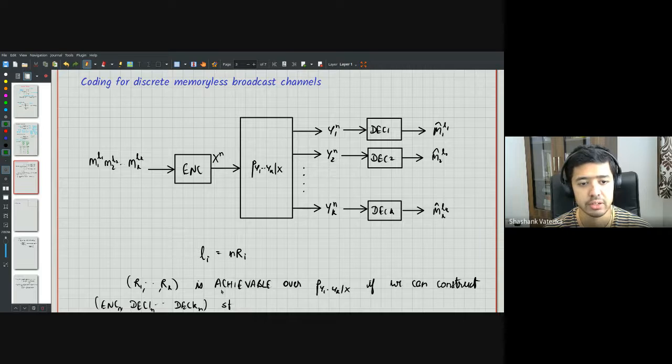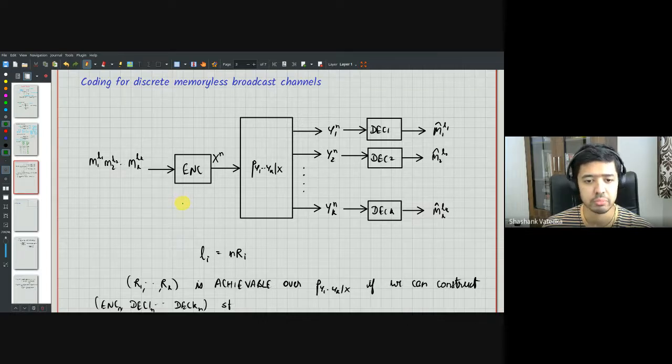And so formally speaking, the problem is as follows. You have a single transmitter and multiple receivers, k receivers, and the sender has k different messages for each of the k receivers. So the first message is to be sent to the first receiver, the second message is to be sent to the second receiver, and so on.